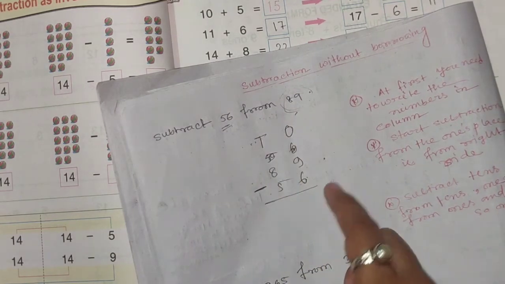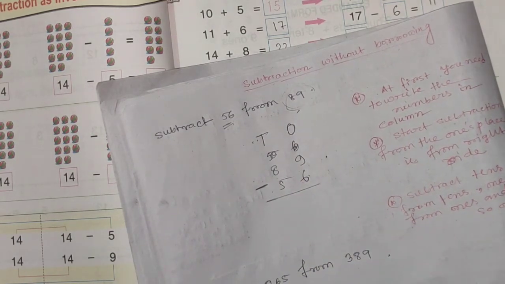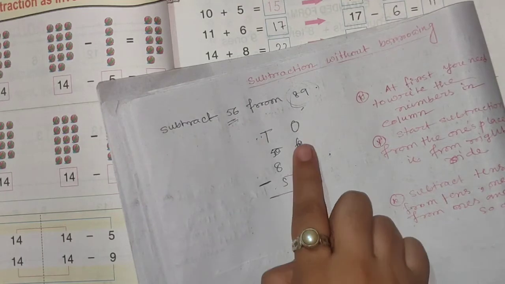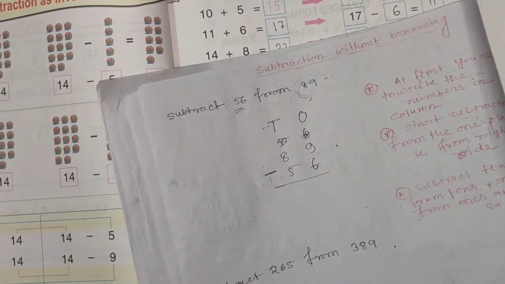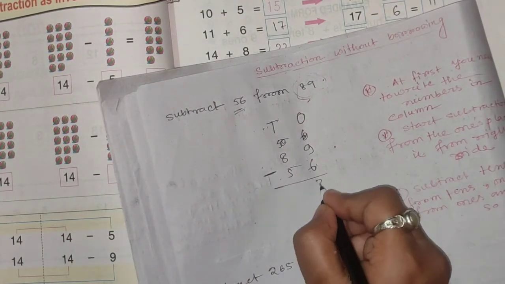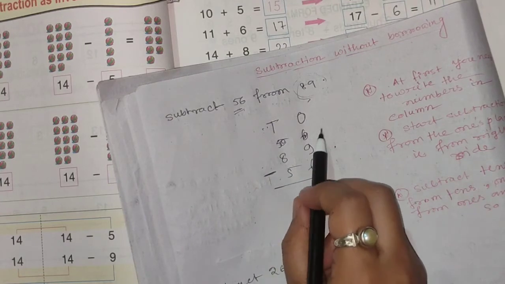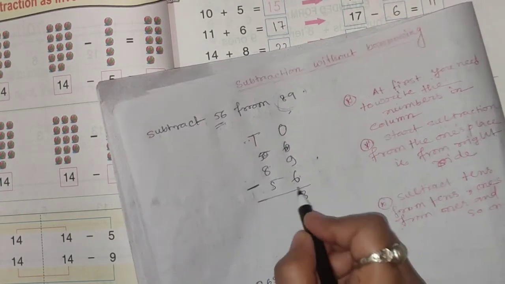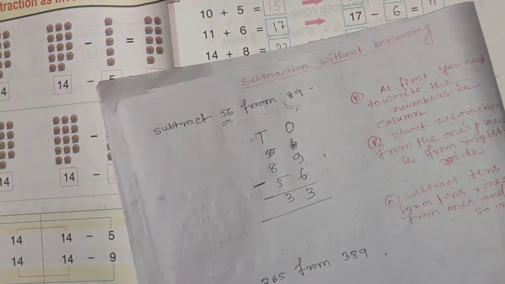So, you have learnt in class 1 how you can do the subtraction of one digit numbers using your finger marks. So, you have to subtract these two numbers. 9 minus 6 is 3, and now you need to subtract 5 tens from 8 tens. 8 minus 5 is 3. So, 33 will be the answer.